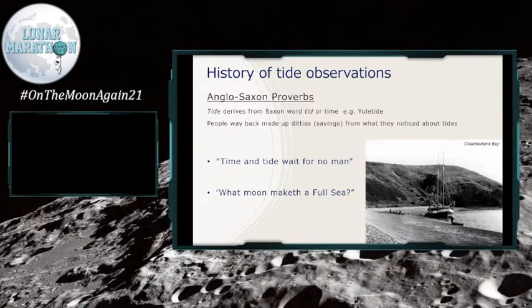We have a history of tidal observations, and the word English tide is derived from a Saxon word, tid, meaning time. Way back, people saw the regular cycles of the time. Some of those phrases were "time and tide wait for no man" and "what moon makes a full sea." That's talking about the spring tide, when the tides are much bigger.